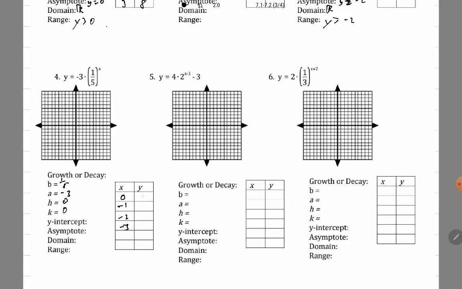So for example, first off, let's do the first one, 0. 1/5 to the 0th power is 1, times -3 is -3. Then -1. If we plug in -1, 1/5 to the -1, all we do is flip the fraction and make the exponent positive. So it is actually 5 to the first, which is just 5. But it's -3 times 5, which is negative 15.